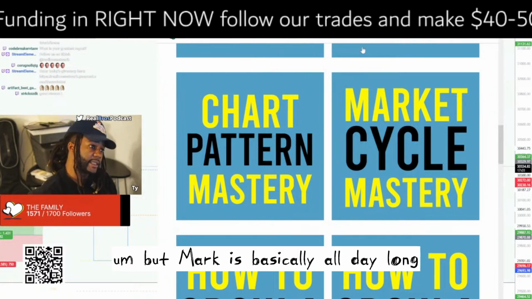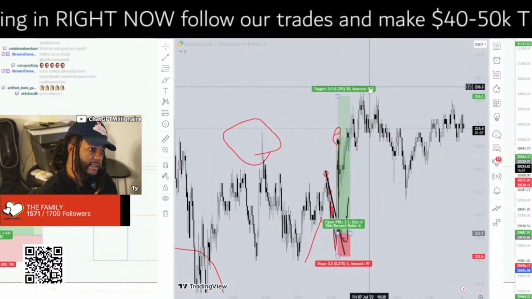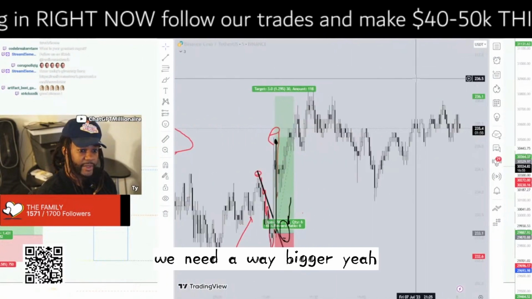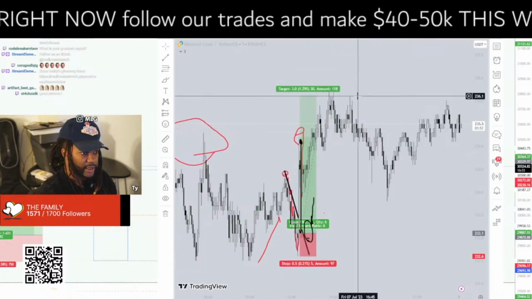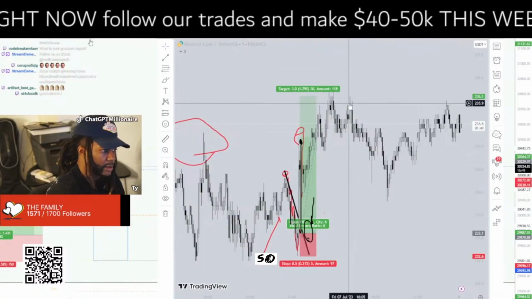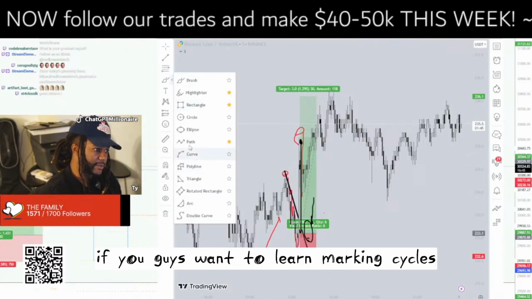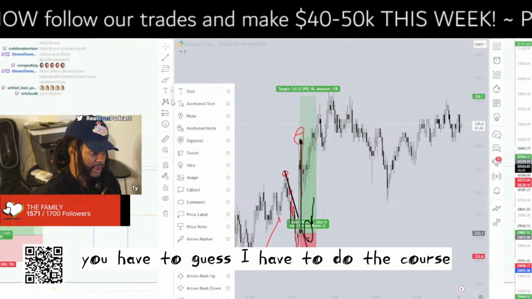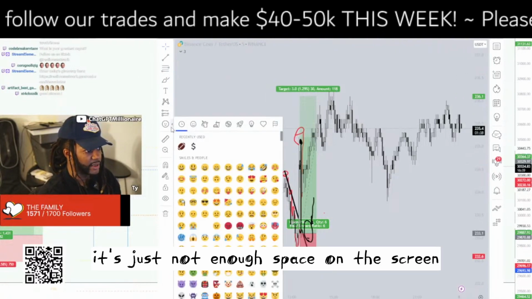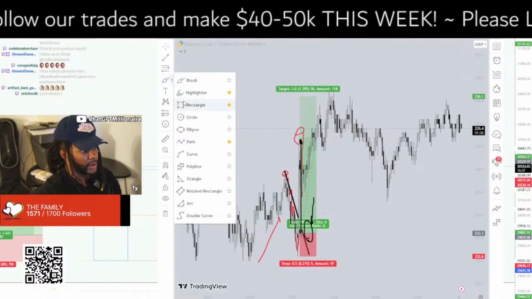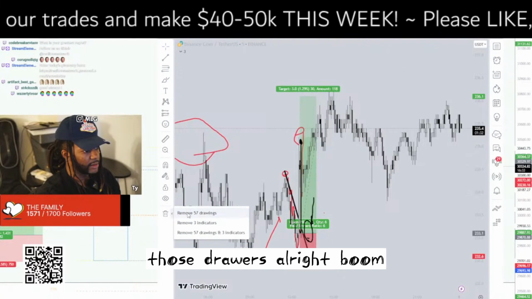But markets basically all day long, we need a way bigger screen. I don't think I can do this on a small TikTok screen. I can't really teach it. If you guys want to learn market cycles, you have to do the course. I can't teach it here. There's just not enough space on the screen. Looking for the eraser.